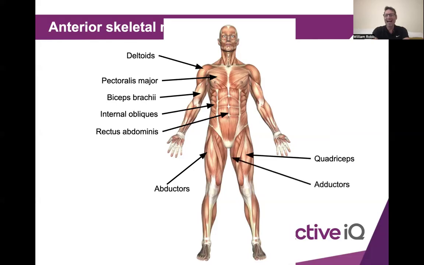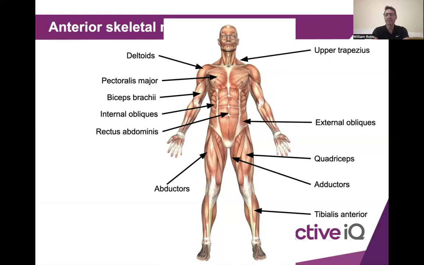Now we have the adductors in the inner thigh to bring the leg back in. So remember, abduction, adduction. The tibialis anterior, which runs down the front of the tibia bone, remember from the skeletal system. External obliques, which lie on the outer side of the waist.